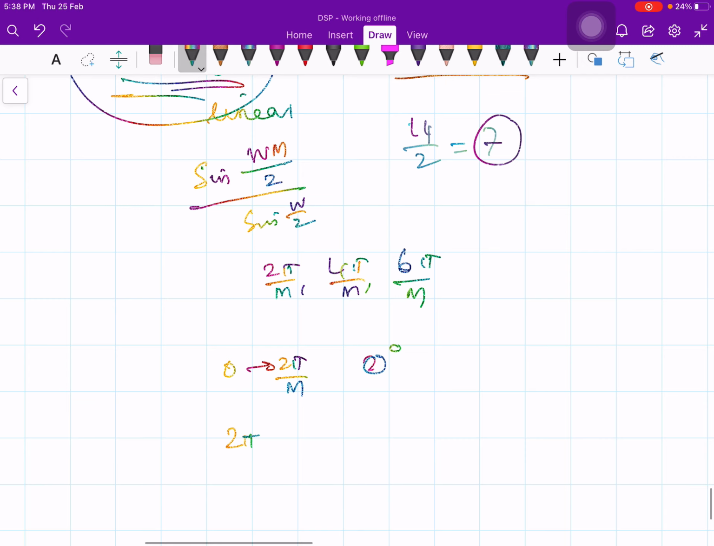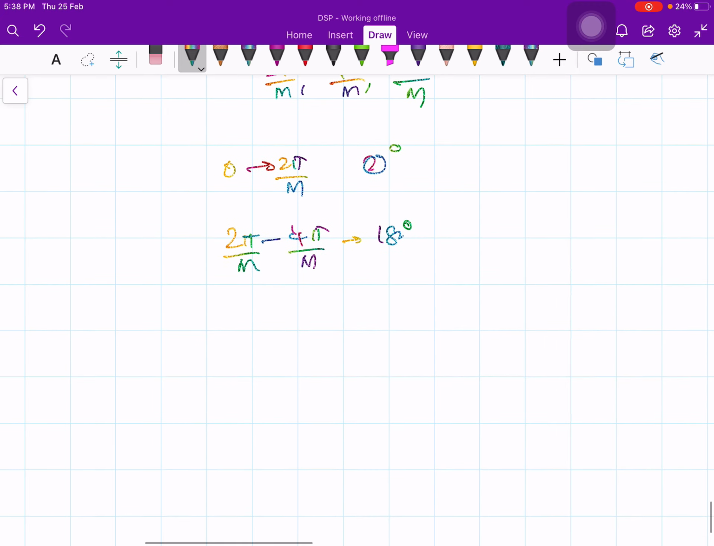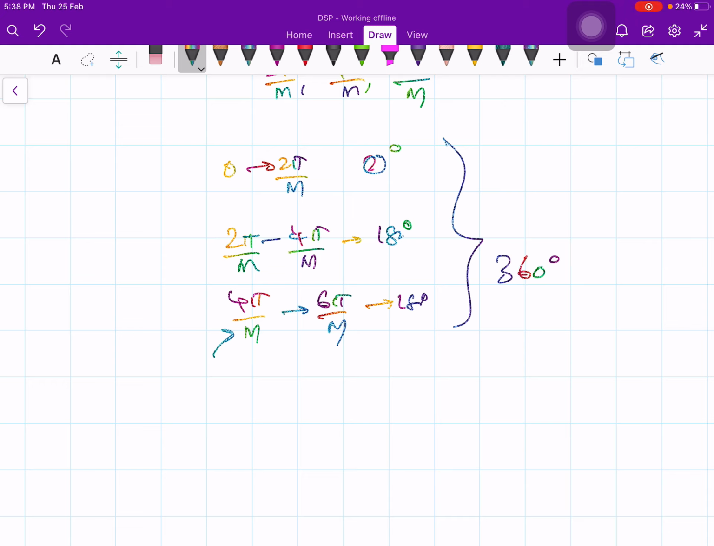Then 2 pi by M to 4 pi by M, how much phase transition? 180 degree. And then 4 pi by M, this is a 0 crossing point, to the next 0 crossing point is 6 pi by capital M, then another 180 degree. So totally how much phase shift? 360 degree. So that we have to consider.